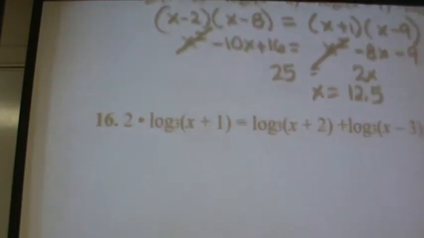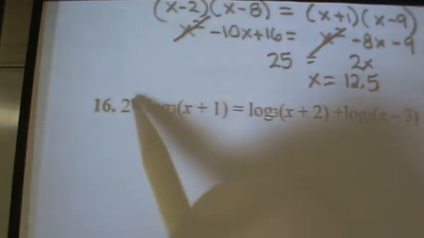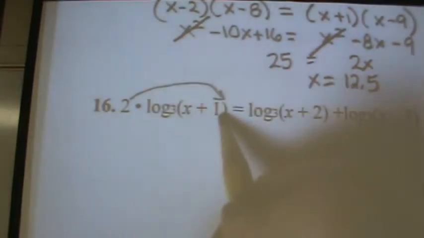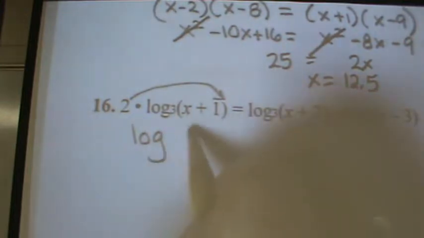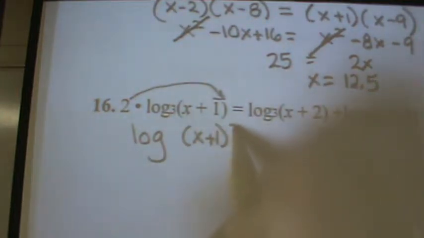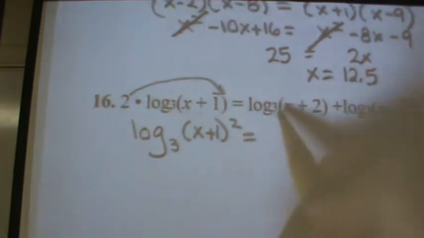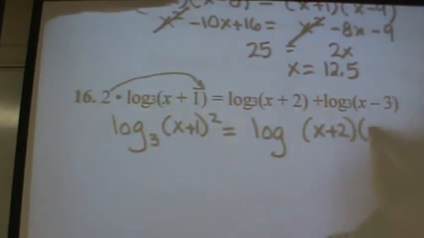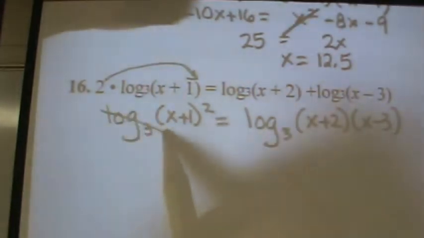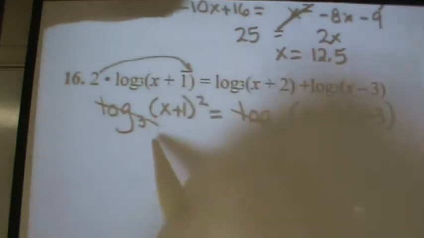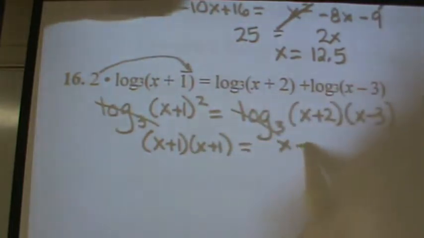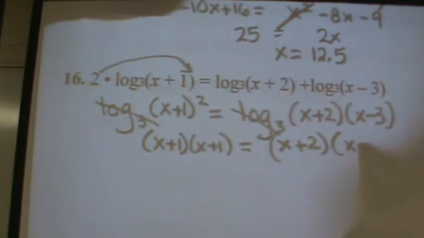Number 16. We've got a 2 here. Where does this 2 belong? It's the exponent of this quantity x plus 1. This right side condenses to x plus 2 times x minus 3. So now what we're going to do is cross these out. This is x plus 1 times x plus 1. You're going to FOIL that side, the right side.